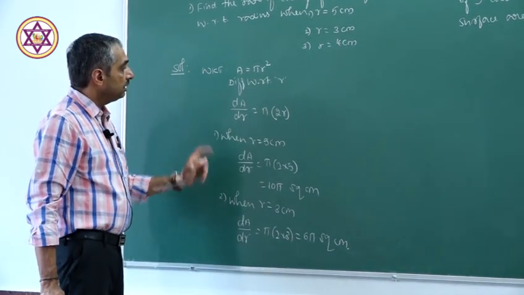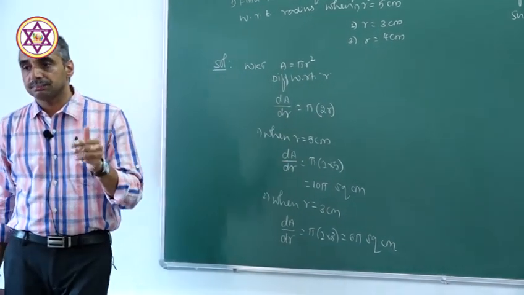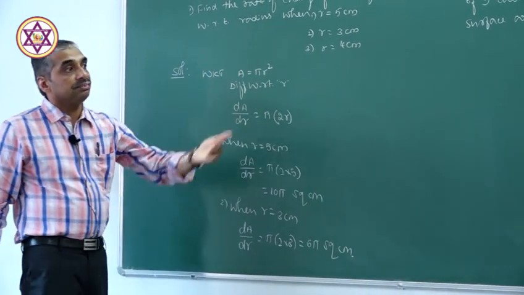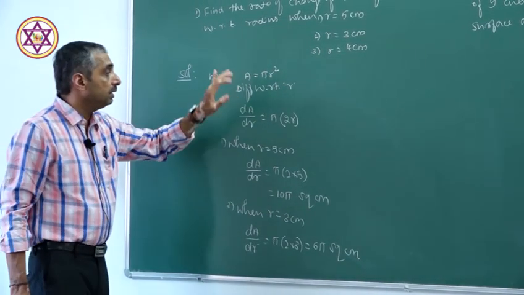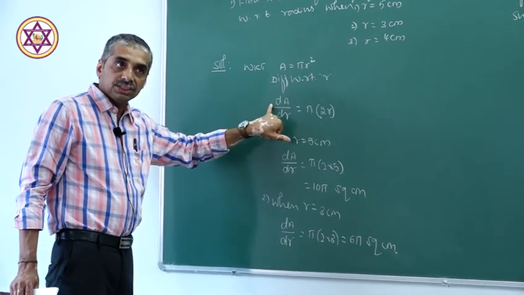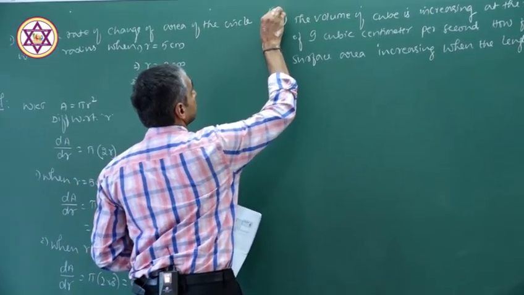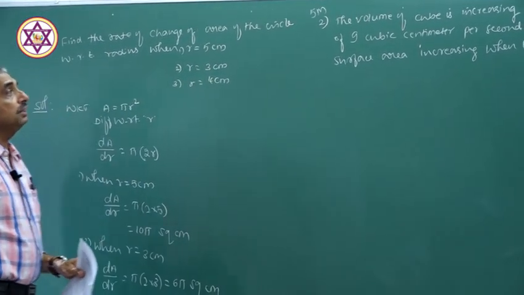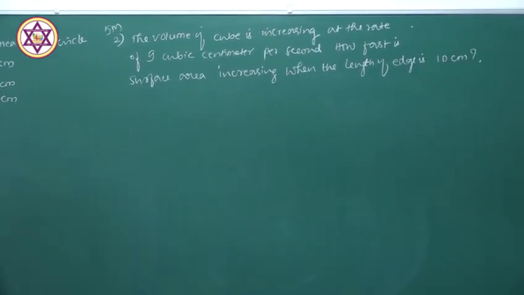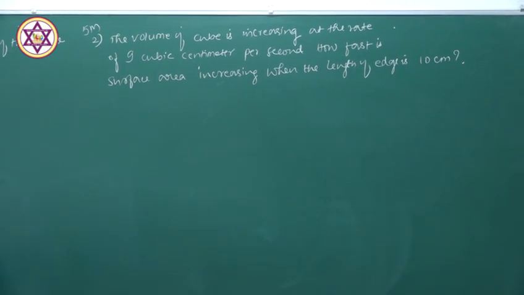One thing you can observe here is that usually we calculate the rate with respect to time. But here the problem says to calculate the rate of change of area with respect to radius, that is dA by dr. Now this is a 5-mark question in the examination. The volume of the cube is increasing at the rate of 9 cubic centimeter per second. How fast does the surface area increase when the length of the edge is 10 centimeter?